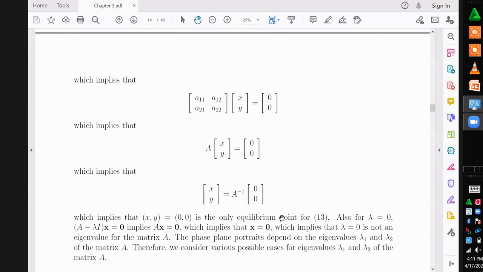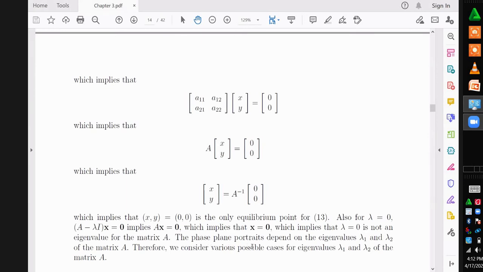Also for lambda equal to 0, A minus lambda I x is 0. So this implies lambda is 0, so this is just Ax is equal to 0. So this implies x is 0. From it, just taking A inverse, you can see x is 0. So this implies that lambda equal to 0 is not an eigenvalue for the matrix A.